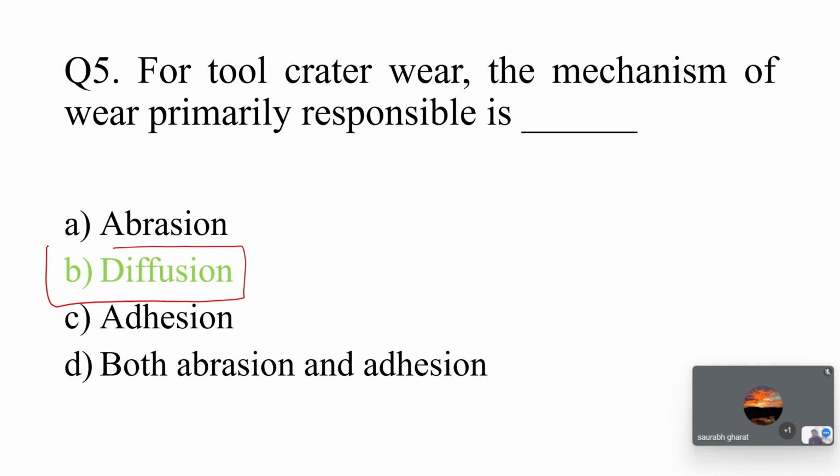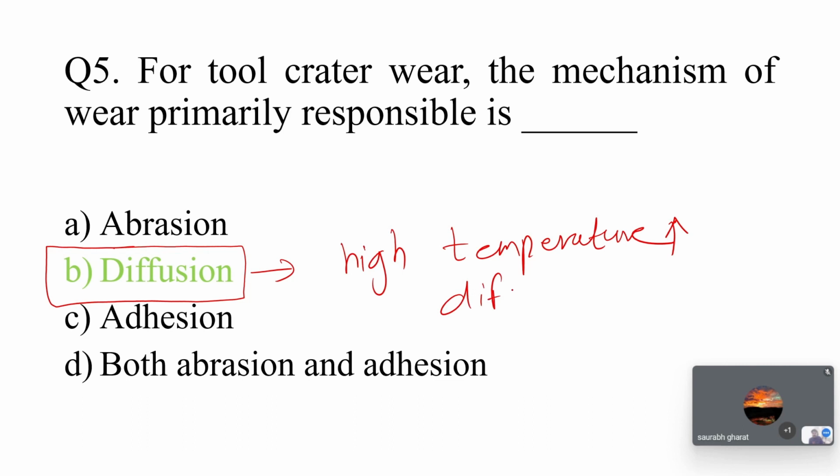In the previous session I also told you that diffusion happens because of high temperature. In those areas there is a very high temperature, and due to very high temperature the diffusion process increases. Due to this diffusion process, your wear is increasing. So the primary responsible mechanism for crater wear is diffusion. It is given in the slide: because of high temperature, diffusion starts and goes on increasing, and it is primarily responsible for crater wear.